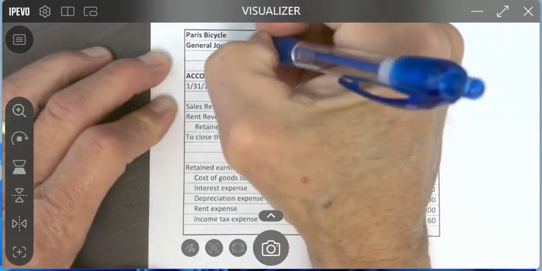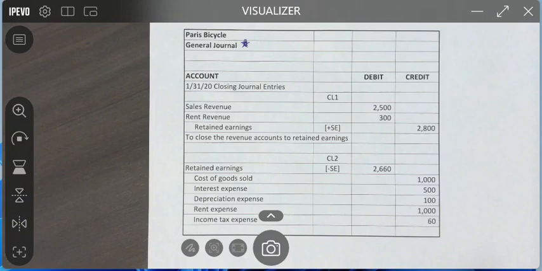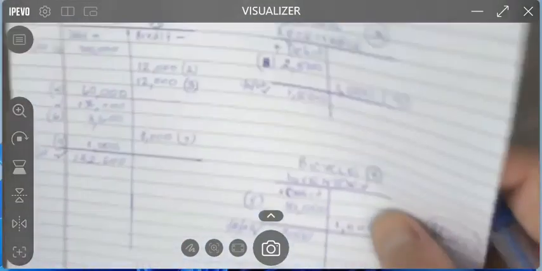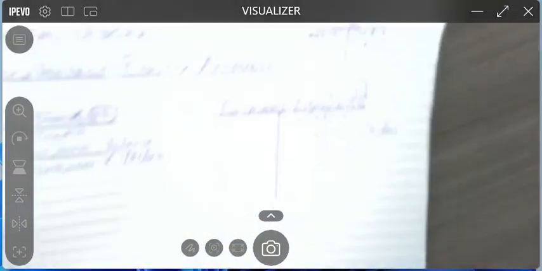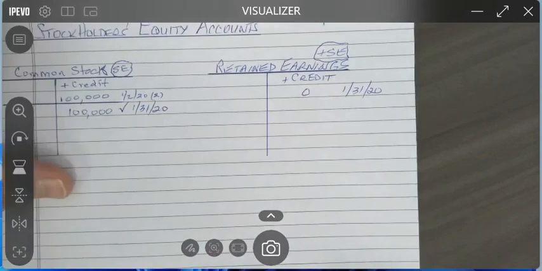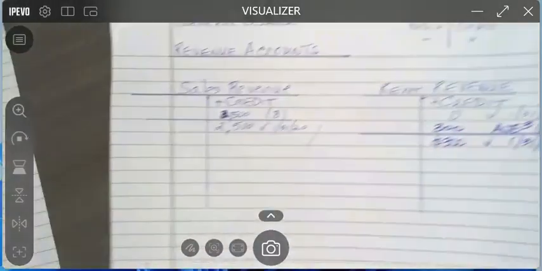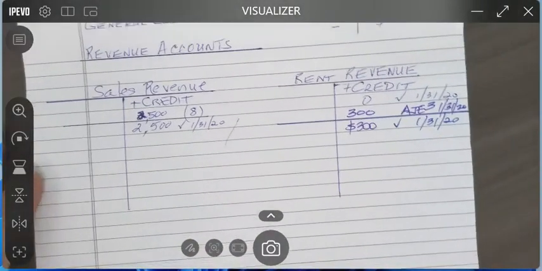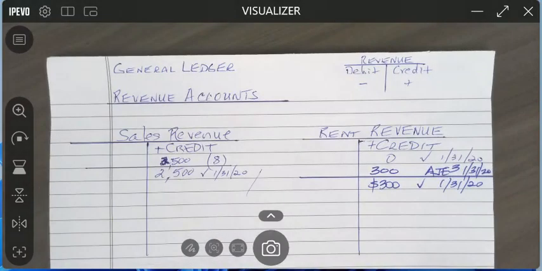Okay. And remember that these are indeed recorded in the general journal and posted to the general ledger, which we'll do right now. So I will keep the equity ledger page handy, as well as the revenue and expense account ledger page handy.